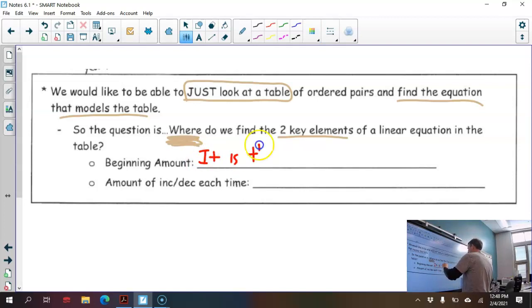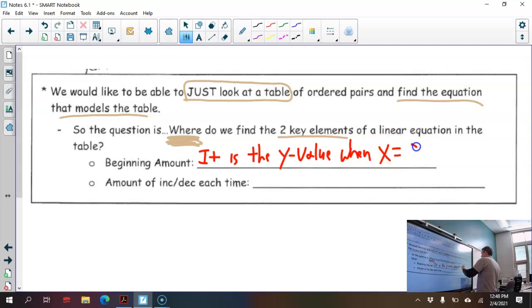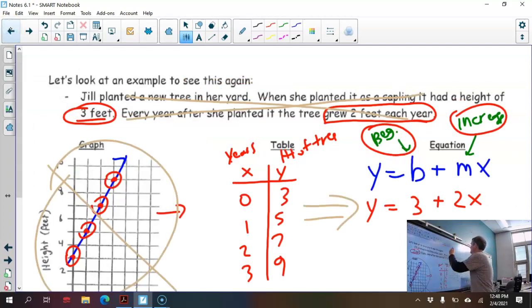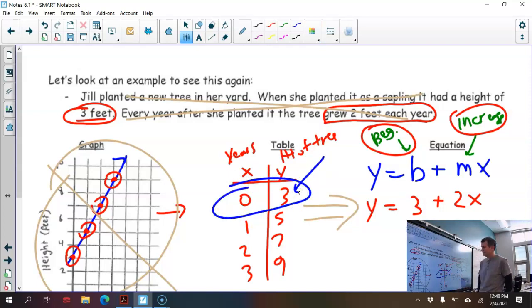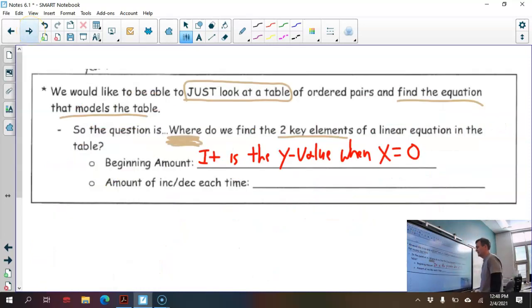It is the y value when x equals 0, right? Look back at our table we had. The beginning height of the tree is right here. The beginning height was 3 after 0 years, right? It was the beginning amount because it was after 0 years. Anytime x is 0, the y value gives you the beginning amount.